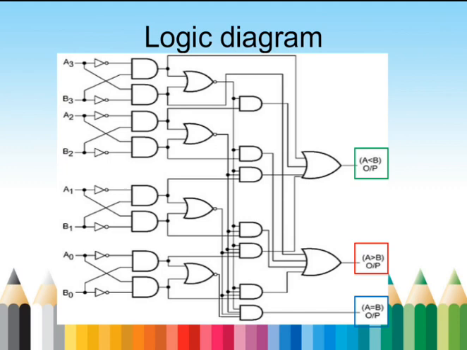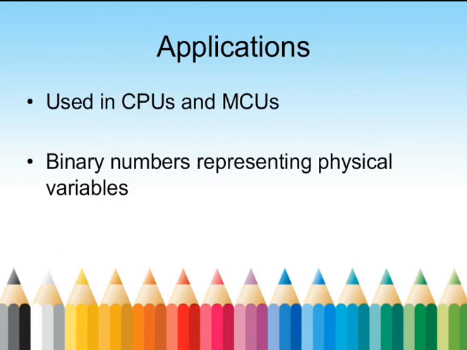In the same way as the 4-bit magnitude comparator, we may implement an n-bit magnitude comparator also. This magnitude comparator is widely used in CPUs and microcontroller units. It is also used for representing binary numbers for physical variables like temperature, pressure, humidity, moisture, density, intensity, etc. So this is all about the magnitude comparator.